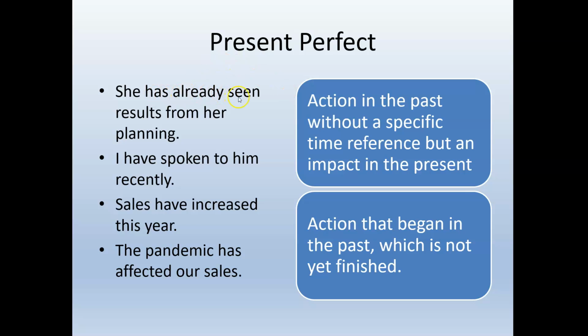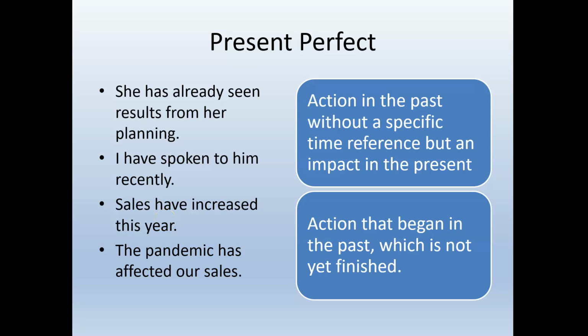So, she has already seen results from her planning. Here's my auxiliary and here's my verb. I have spoken to him recently. So I know that at some point in the past, I spoke with him and there is an impact in the present. It can also describe an action that began in the past, which is not yet finished. Sales have increased this year. It is currently August 2020, so the year isn't finished. We can assume that sales will continue to move one way or the other. So sales have increased this year.